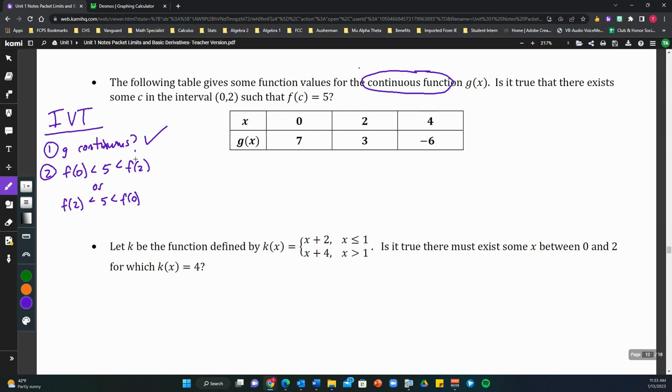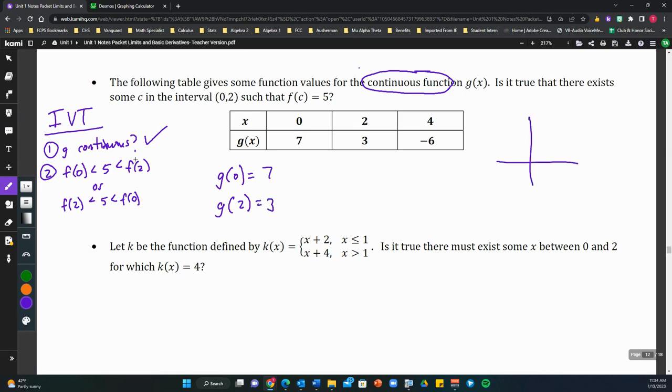And when we substitute those values in, then we can see how the desired y value compares. But in this case, they just gave us a table of y values that we're going to look at. So we know it's continuous. So now we need to evaluate the ends of the interval, which is 0 to 2. So our first value, g of 0, is equal to 7. And then g of 2 is equal to 3.